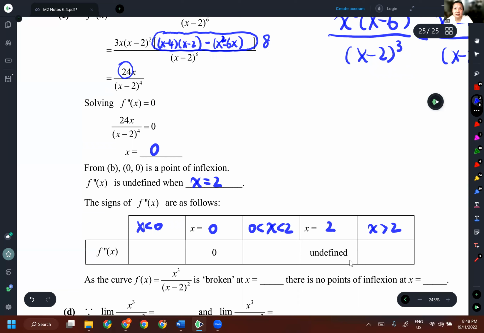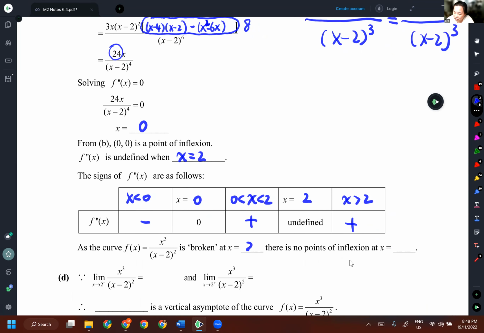I will check the concavity. This is what I do. So smaller than 0, negative, bigger than 0, positive, positive. Okay. Now we know that at x equals 2, there is nothing there. So at x equals 2, there is no point of inflection, but there is a break. I can't say there is a change of concavity, but there is a break. Before x equals 2 is concave up, the other side is also concave up. Later on, you will see.